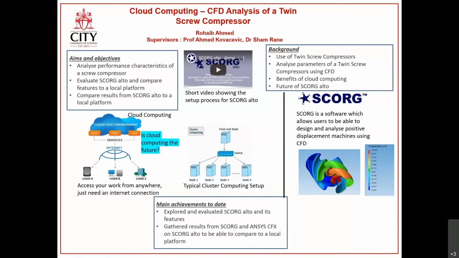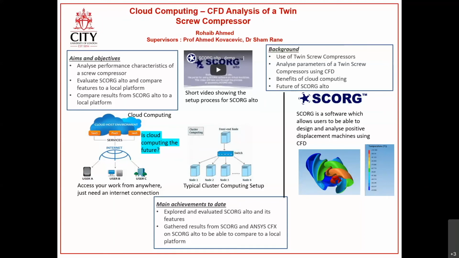Thank you. And how was CFD modeling and analysis done with SCORG Alto? So there was a problem using my mesh directly from SCORG because it was too big to analyze. So my co-supervisor sent me a smaller case to perform the calculations. So I imported that model into ANSYS CFX and started performing CFD calculations that way.